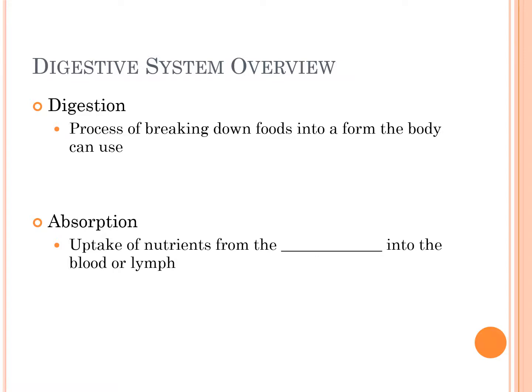So overall, there are two primary functions that take place in the digestive system. Digestion is the process of breaking food from whole food into a chemical that is small enough that it will be able to pass through the digestive system and get inside the body. The actual passing through of the nutrient is referred to as absorption. Absorption is the uptake of nutrients from the digestive system into either your bloodstream or your lymph.